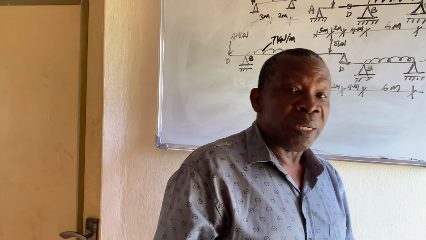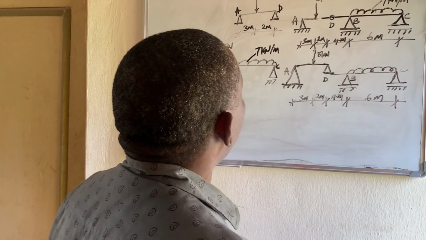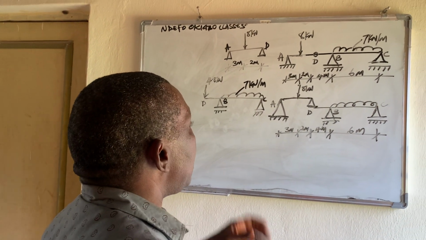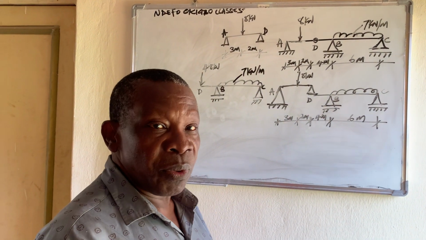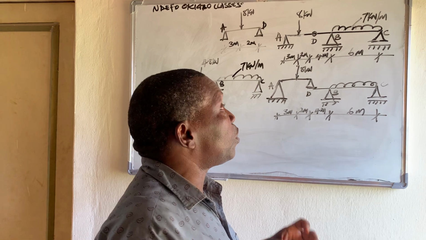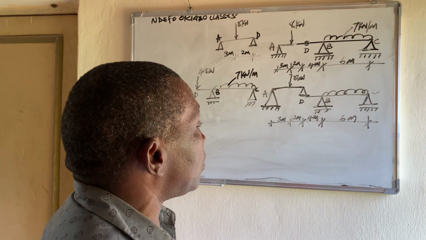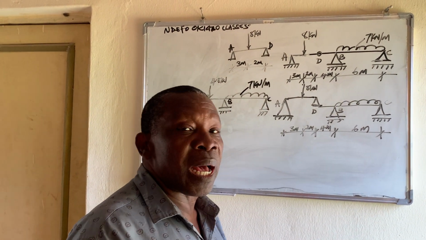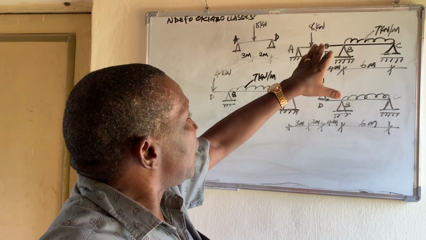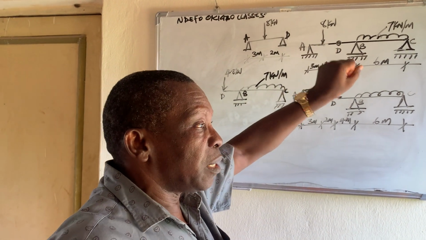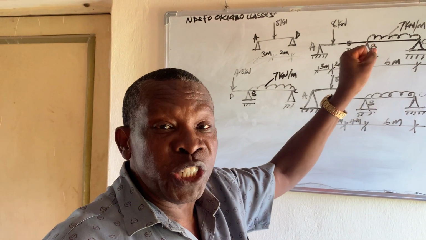Continuing Ndefo Okigbo classes. This is lecture 7, dealing with beams. We have dealt with simply supported beams. We've dealt with frames. We are going to deal with continuous beams. Normally continuous beams are indeterminate, but like these ones, they are determinate just because of the application of a hinge.